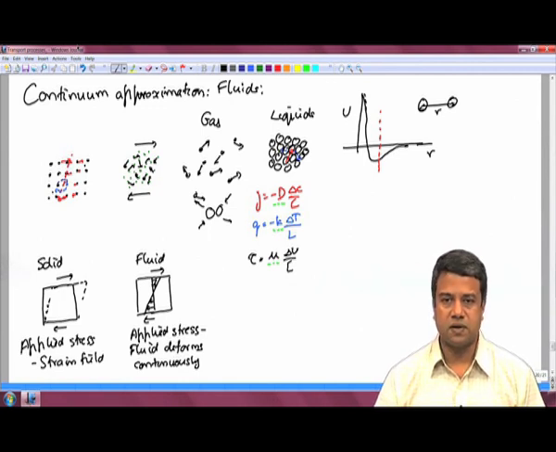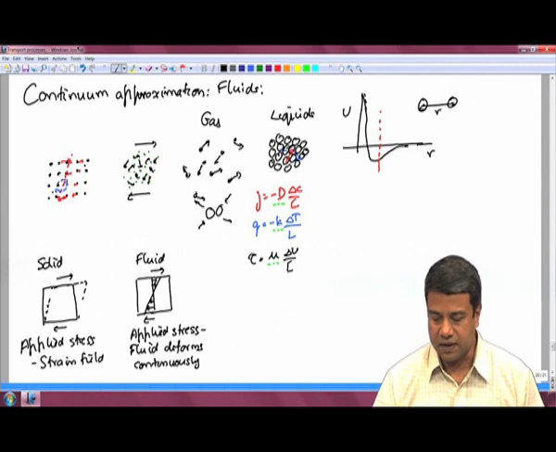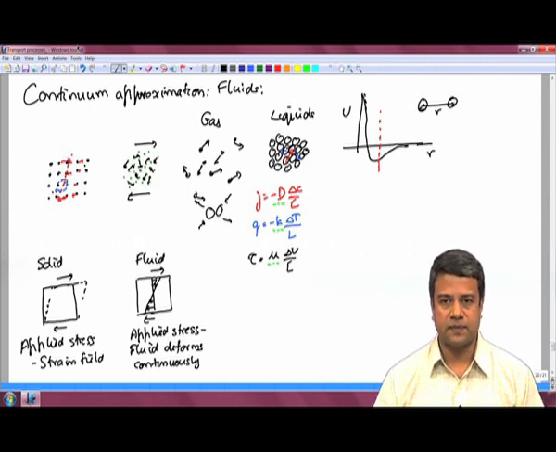However, there is no difference in the form of the constitutive relation. The constitutive relations for liquids and gases are identical, only the values of these coefficients change. And so in this course, we will deal primarily with liquids and gases, and we will make no distinction as far as the formulation is concerned between liquids and gases. Only the numerical values of the coefficients will change.